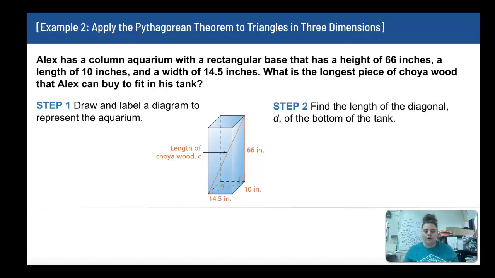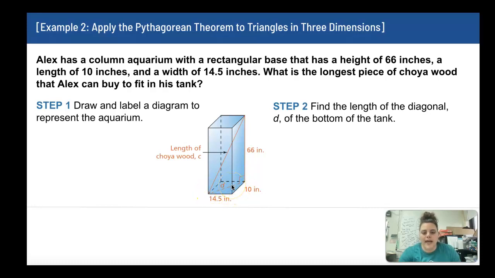So before we can find the diagonal itself that we want, we have to first find the diagonal of the bottom of the aquarium. Because we have here that the right triangle for the length of the wood, the right triangle with this diagonal includes the height, and then it would also include this base diagonal.